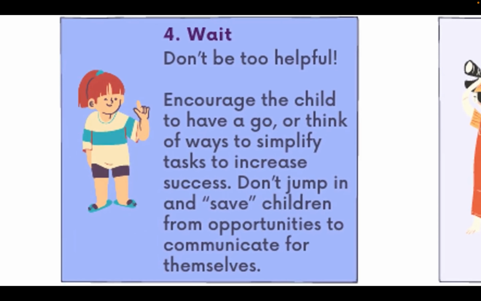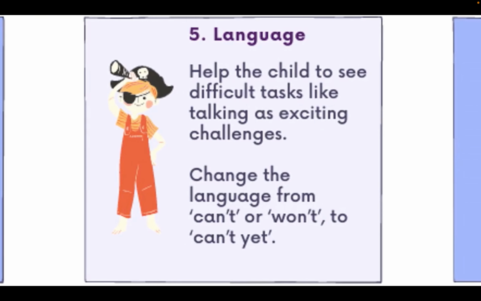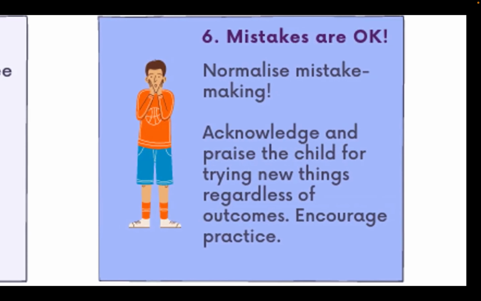4. Wait, don't be too helpful. Encourage the child to have a go or think of ways to simplify tasks to increase success. Don't jump in and save children from opportunities to communicate for themselves. 5. Help the child to see difficult tasks like talking as exciting challenges. Change the language from can't or won't to can't yet. 6. Normalize mistake making. Acknowledge and praise the child for trying new things regardless of outcomes.